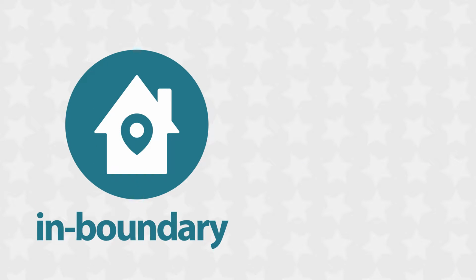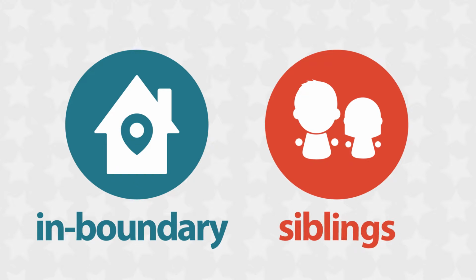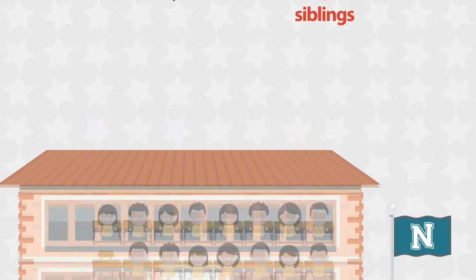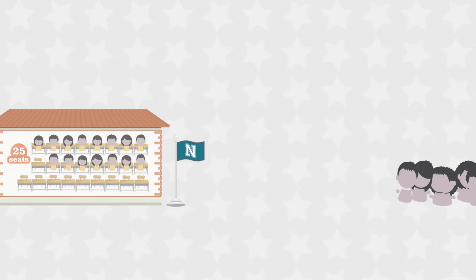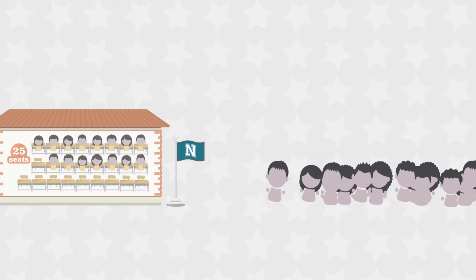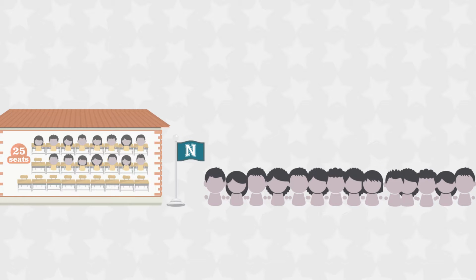Nat's School gives priority to applicants who reside within its boundary and then to siblings of current students. Nat's School has 25 seats in first grade. 15 seats are filled by returning students, so there are 10 seats available for new students. Let's now imagine that 15 families have applied to attend Nat's School.